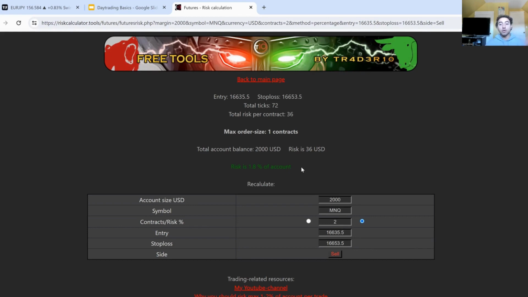So whether you're trading forex, futures, or stocks, guys, use a risk management calculator and only keep your risk to 1% of your account per trade, right? So this is 1.8%. Well, I actually selected 2% risk, but select 1% and if you realize you can't do it, that means the trade is too risky. Don't take that trade. Simple as that.